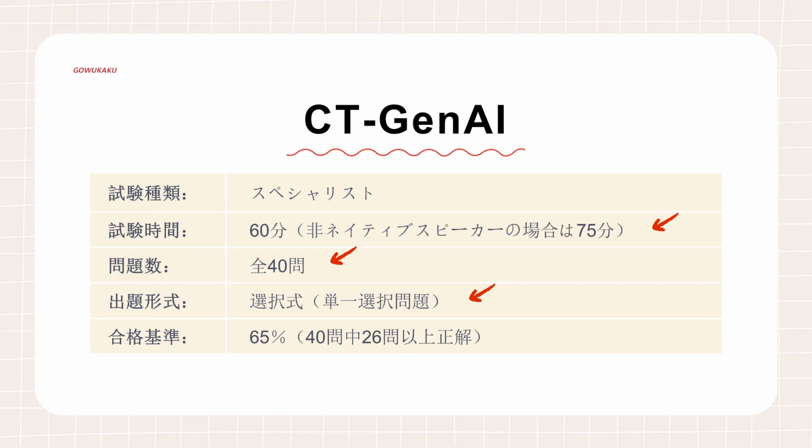And the magic number. What do we need to see on that final screen to breathe a sigh of relief? The passing score is 65%. Mathematically, that means you need to get at least 26 out of the 40 questions correct. You can actually get 14 completely wrong and still walk away with the certificate. All right, 26 correct answers. That feels doable. Let's get you those points.